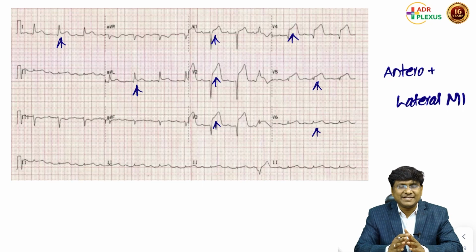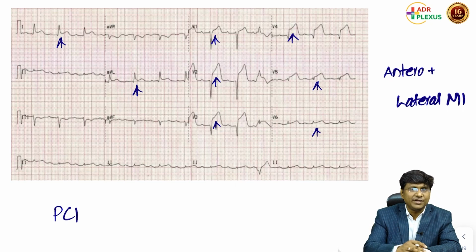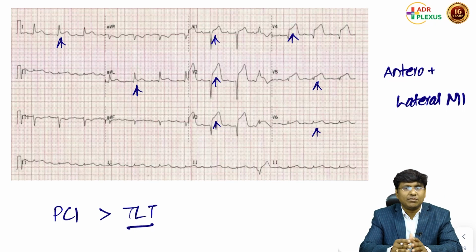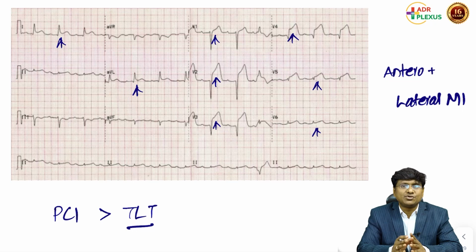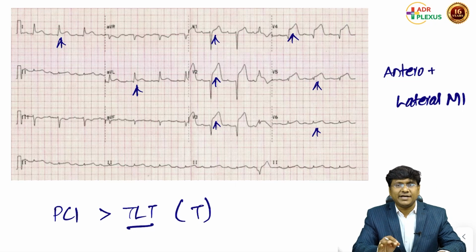Now, what do you think is the best treatment in this patient, or the best method of revascularization in patients with ST elevation MI? It is PCI, percutaneous coronary intervention, and followed by that, the next best would be thrombolytic therapy. I have said there are 5 thrombolytic agents: streptokinase, urokinase, alteplase, reteplase, tenecteplase, and the best thrombolytic agent is tenecteplase, which will cause maximum revascularization compared to the other thrombolytic agents, right?